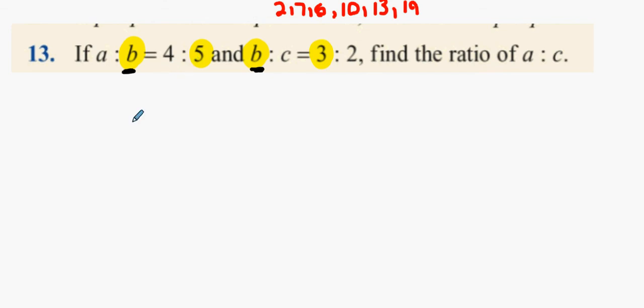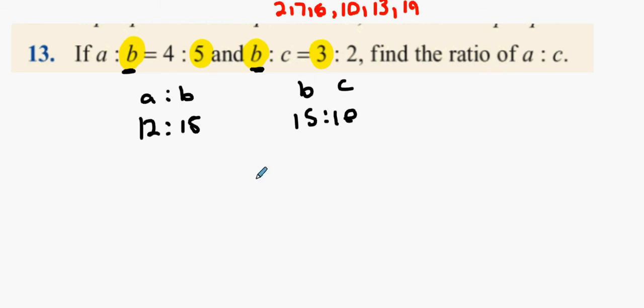So what do we get? 12 is to 15. Multiply this one by 5. What do we get? 15 is to 10. And what can I do with that then? Look at this. 12 is to 15 is to 10. So the ratio of A is to C is going to be what? 12 is to 10, which is the same thing as 6 is to 5.